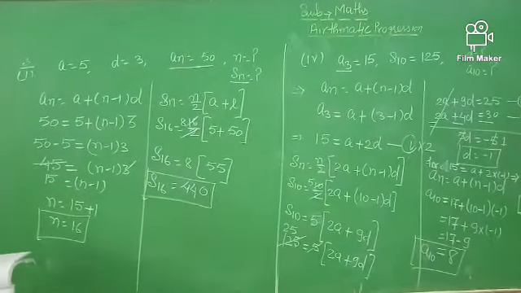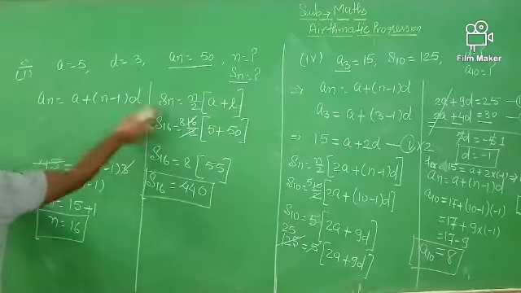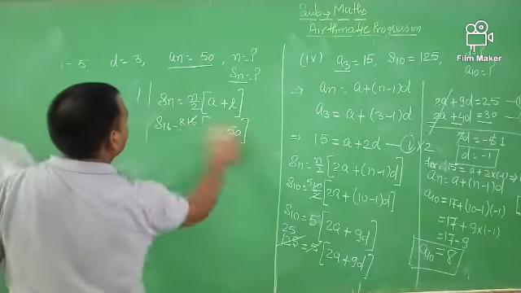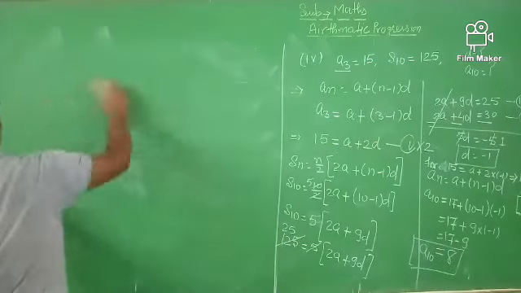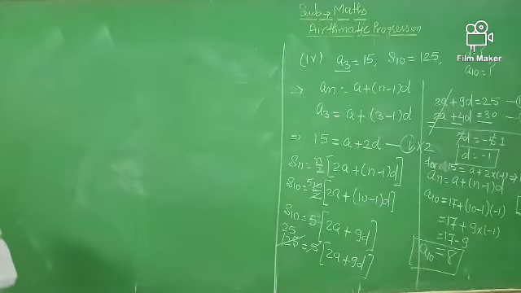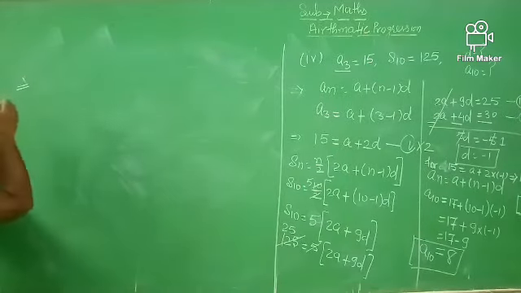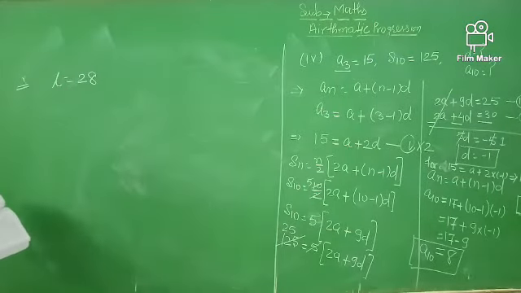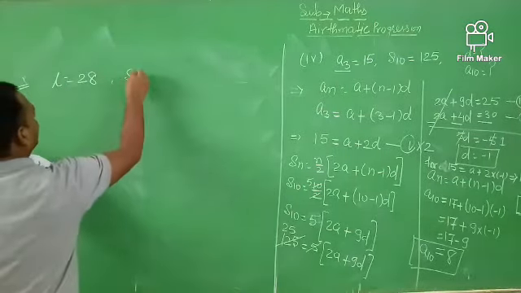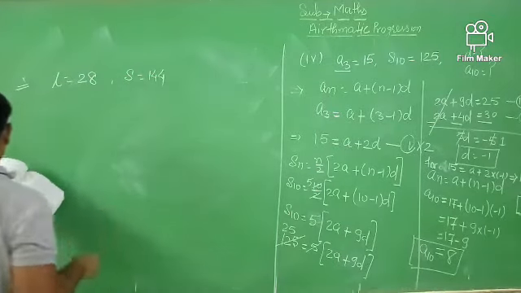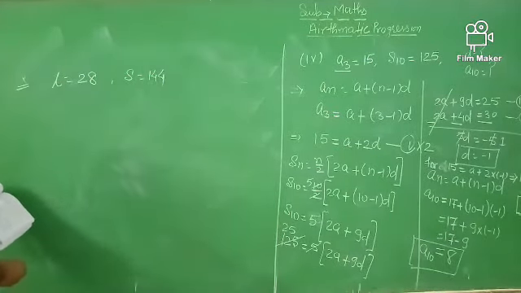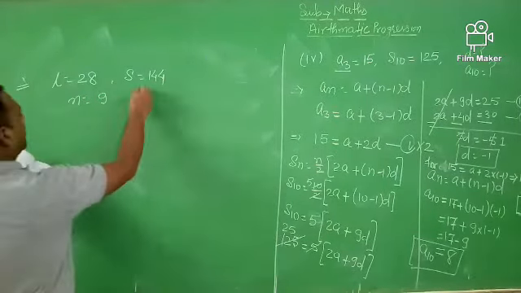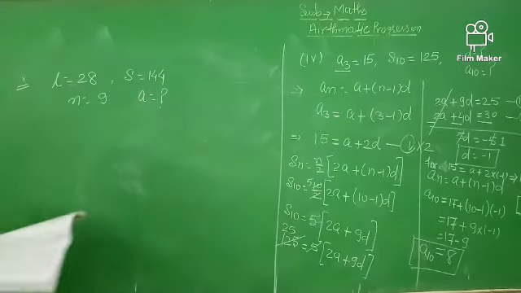So next, we solve another type of question. All of you see in question number 10, that L is equal to 28. L means last term is 28 and S is equal to 144, and there are total 9 terms. It means N is equal to 9. Then find the value of A. It means A is equal to what?